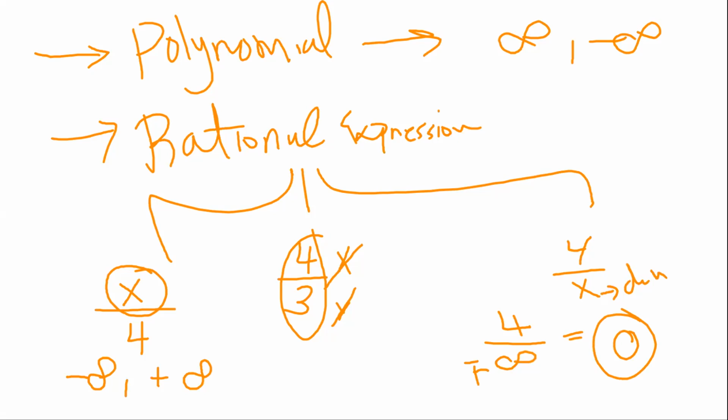So for the limit at infinity of a rational expression, we have 3 answers. It could be 0, it could be positive or negative infinity, and it could be a number. Is it clear now? Yes, teacher.